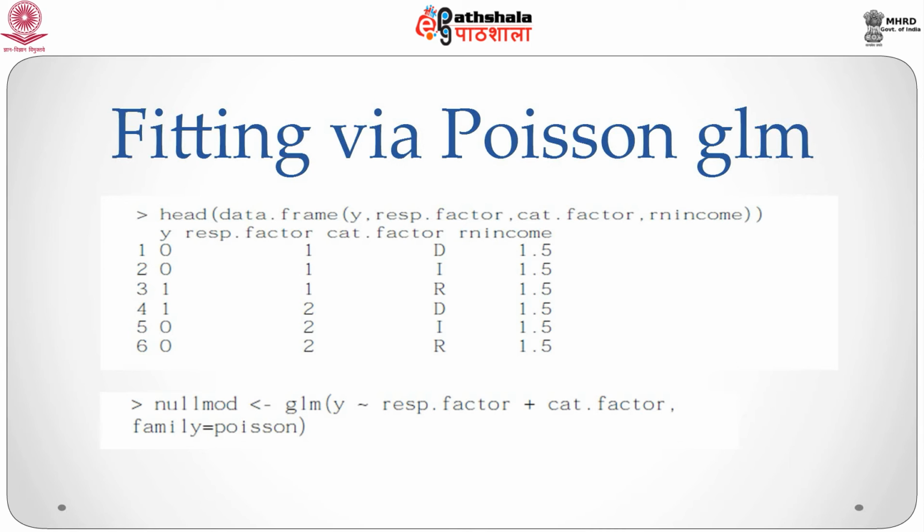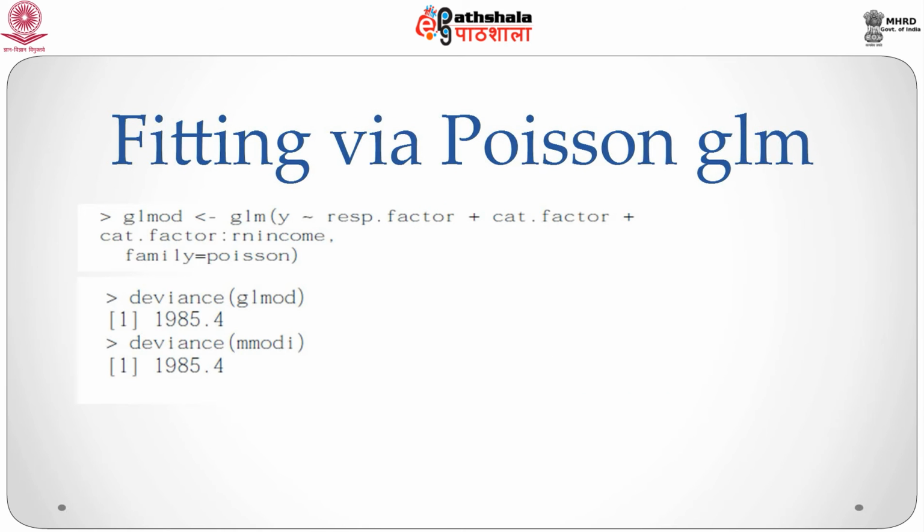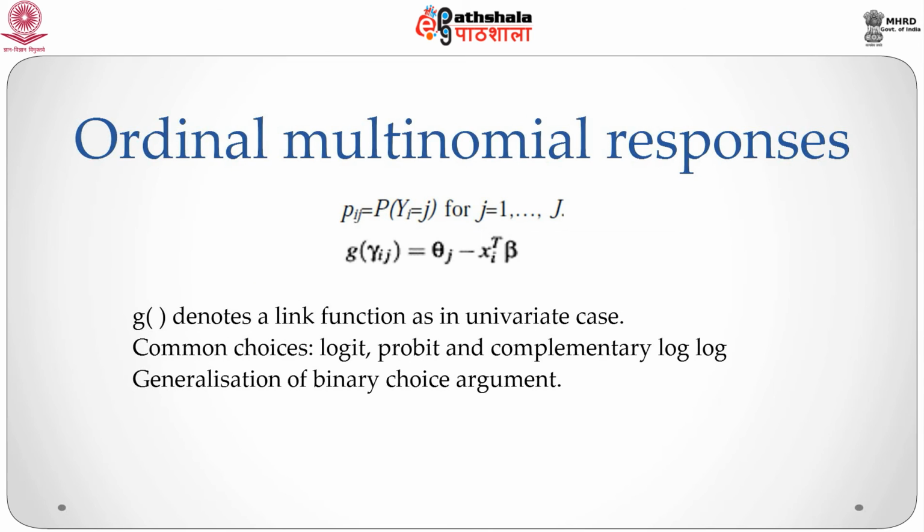So, as with the contingency table models, the null model has only main effects and it has been fitted using the GLM function in R. The effect of income is modeled using an interaction with party affiliation. We can find the deviance from the 2 models, and we see that the deviance is the same as for the multinomial model. We could also look at the coefficients and see that they correspond.